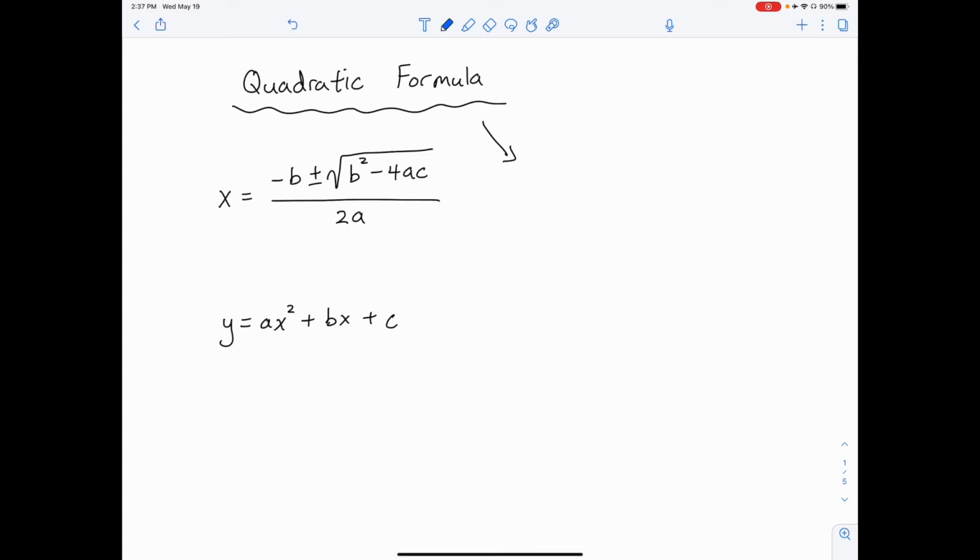Hello everyone. Today we're going to be talking about the quadratic formula. Now this is normally the last thing you learn in the quadratic chapter. So first of all, what is the quadratic formula and how do we use it? And when do we use it?